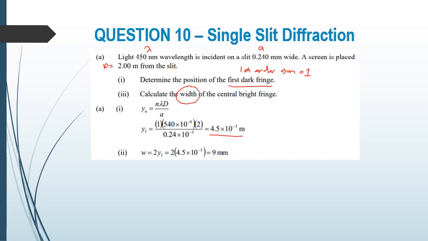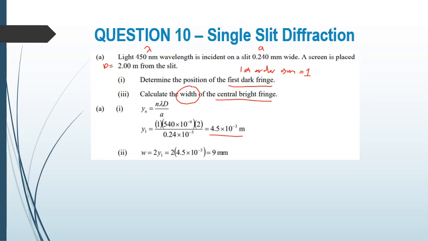If you look at question 3, calculate the width of the central bright fringe. How do we calculate the width? I want you to take note. Even though it says central bright fringe here, when it comes to single slit diffraction, zero order does not exist. We don't have zero order in single slit diffraction. Then how are we going to calculate the width of the central bright?